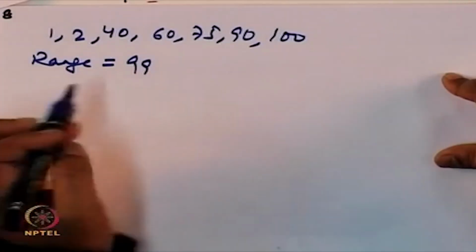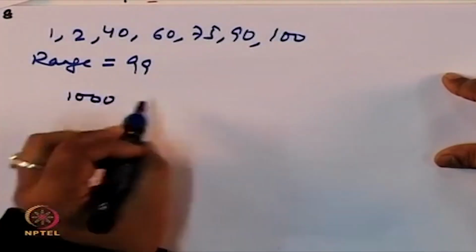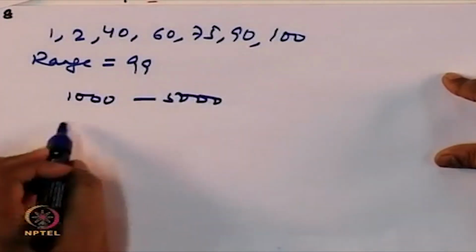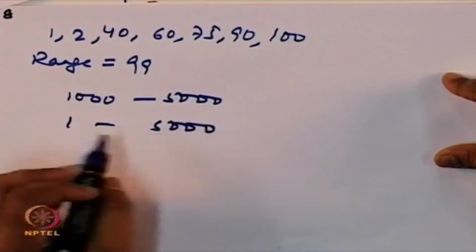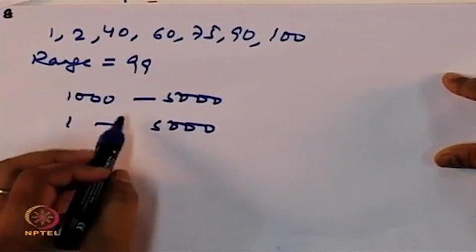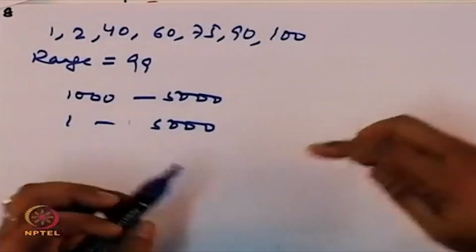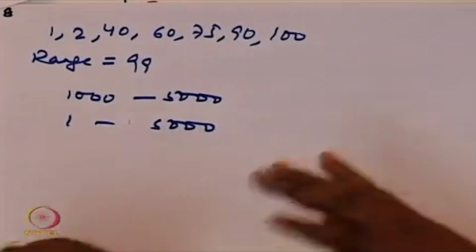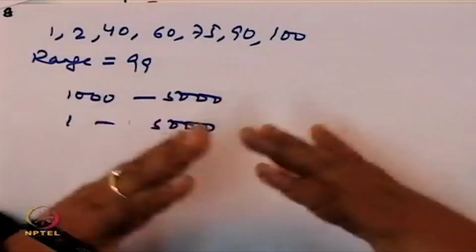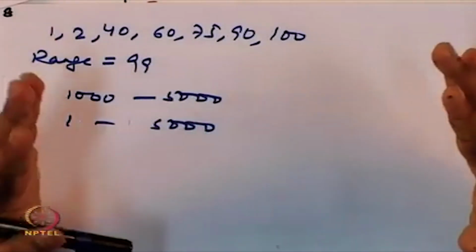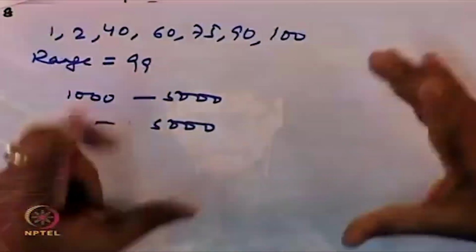Similarly, for example, you can have data going from 1000 all the way to 5000 or 1 to 5000. So, your range has to be thought about in the context of your maximum or minimum. If you have outliers, then the range is too broad, and it does not give a clear idea as to where the bulk of the data is situated.